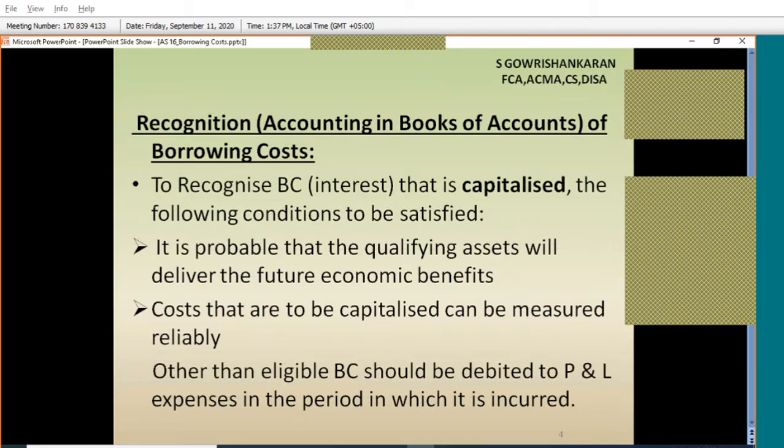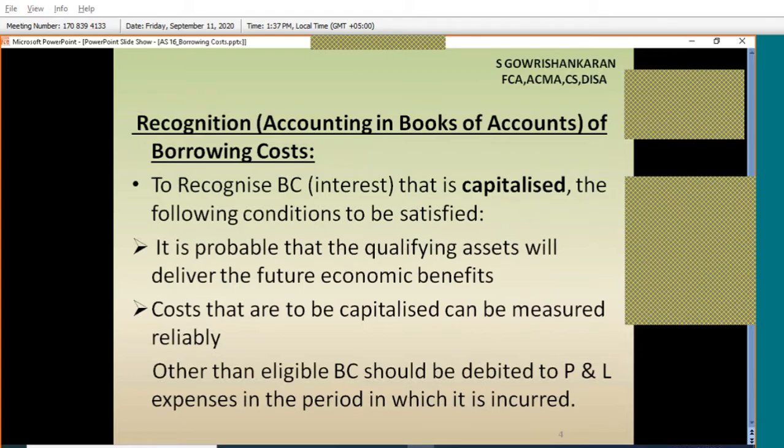You should not orally say, sir, I know one fellow, he is my friend, I borrowed money from him and I am paying interest in cash to him. There is no agreement at all. Just paying the interest in cash, like we pay to private financiers. That is not a measured reliably thing. You should have a document. You should have a valid proof.